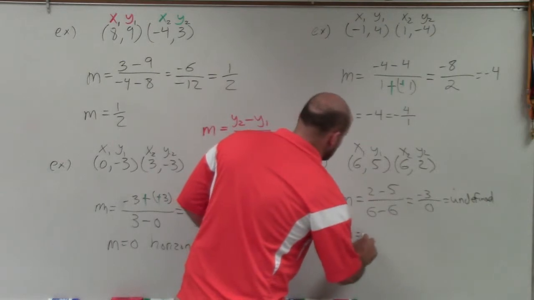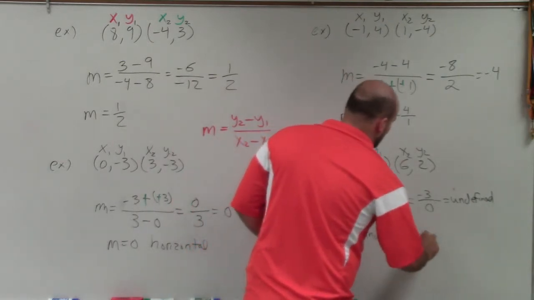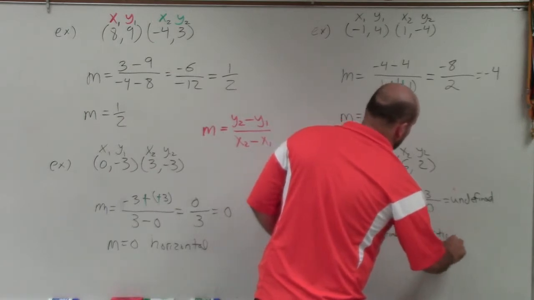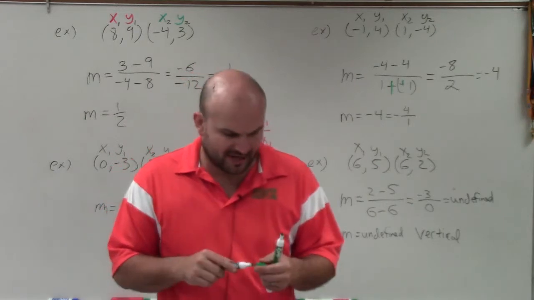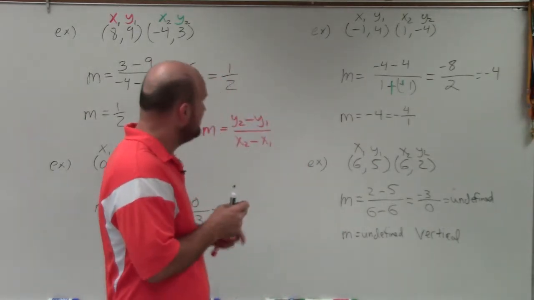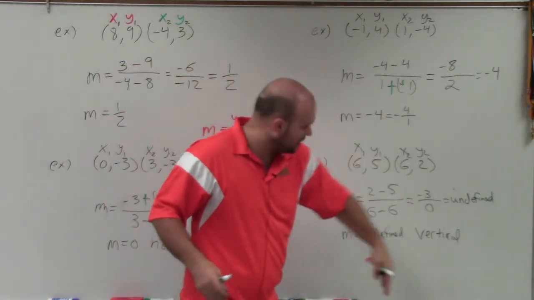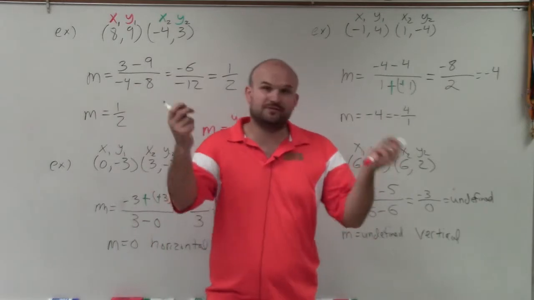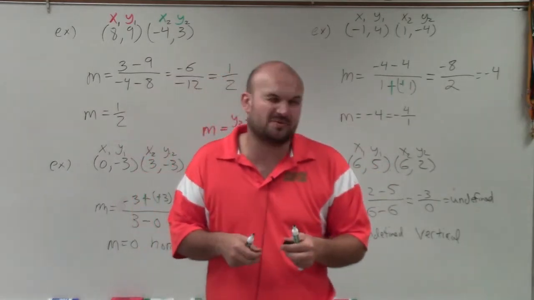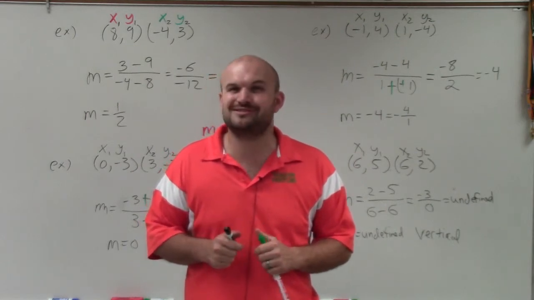So m is equal to undefined. When you have an undefined slope, that creates a vertical line. If the 2 points lied on the line, it'd be a vertical line. But I just thought it'd be important to note that, because here you have a positive slope. Here you have a negative slope. Here is a horizontal line. And here would be a vertical line if you were to connect the 2 points and make a line. So I just want to make sure you're aware of that. So there you go, ladies and gentlemen. That is how you identify the slope between 2 points. Thanks.